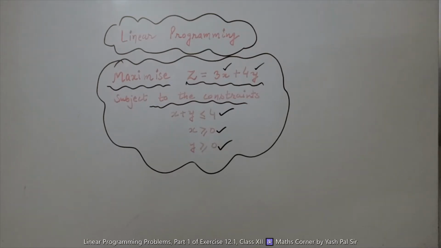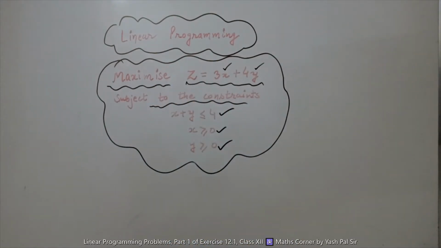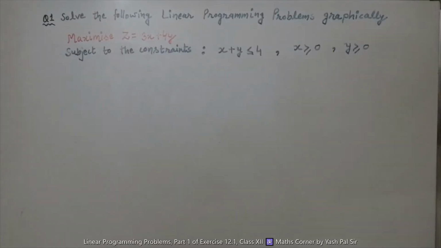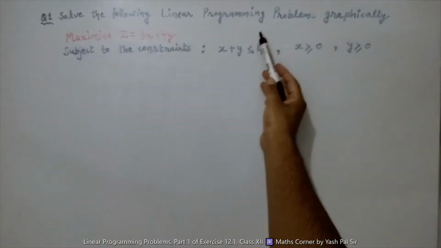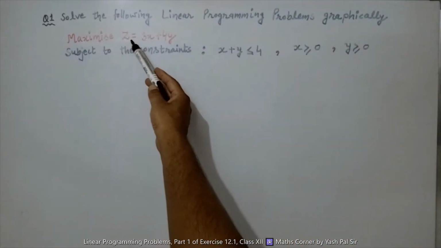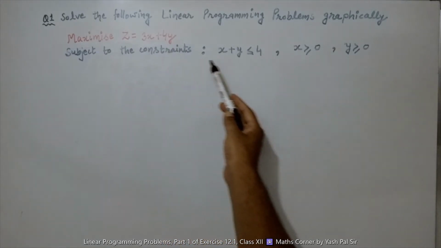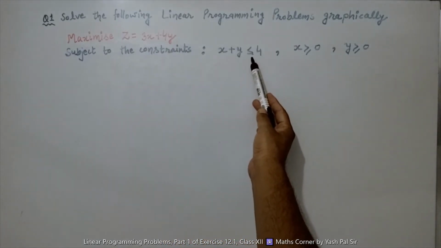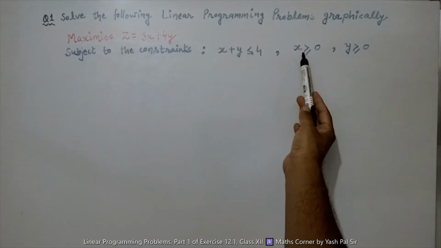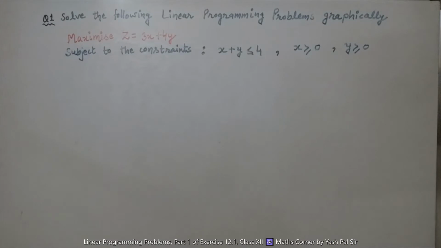The very first question of the exercise is the same. This is question number 1. Let us start how to solve this. Question number 1. Solve the following linear programming problems graphically. Maximize z equal to 3x plus 4y subject to the constraints x plus y less than or equal to 4, x greater than or equal to 0, y greater than or equal to 0.